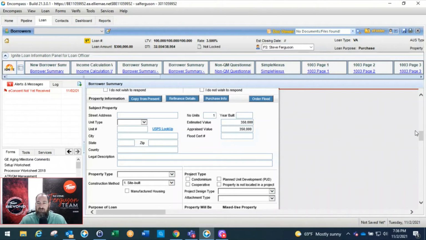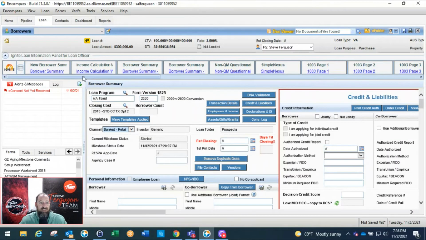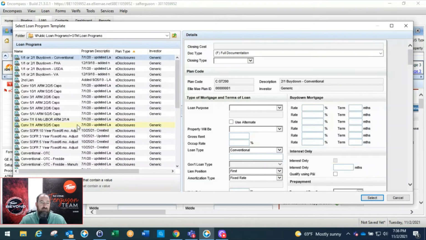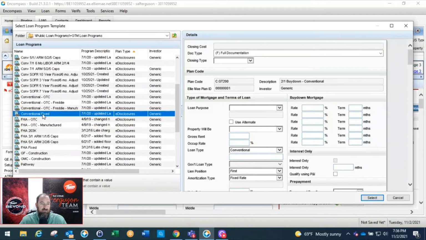So let's go in here and change a couple of numbers around so you guys can see that. We're going to go back over here and change this from VA to a conventional loan. That way we can get correct numbers in here to make sure that everything is right. So conventional fixed, this is going to be a purchase. And then we're going to do a primary residence again.